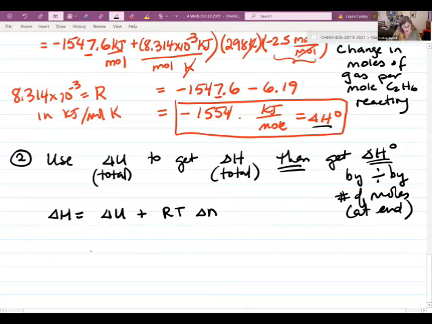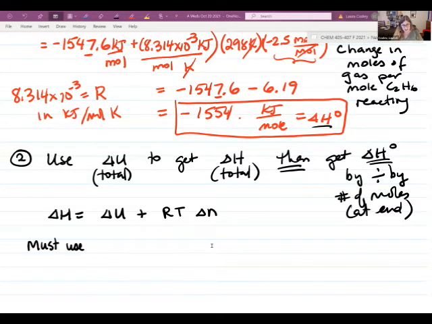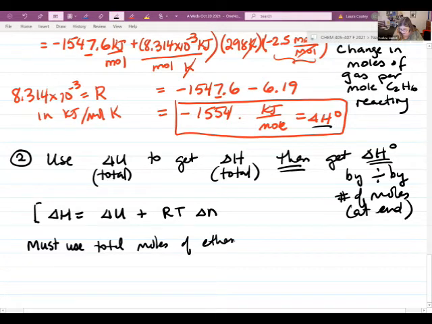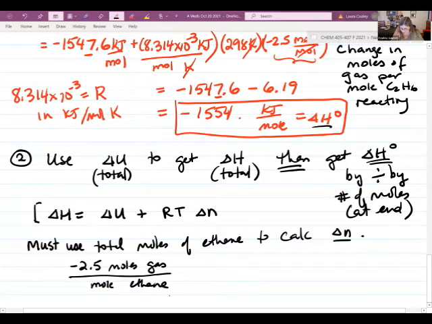But since this is for the totals, the total delta H, the total delta U, we must use the total moles of ethane and multiply that. Hi, so I lost a little bit of time there. I'm not sure quite what I said, but we're going to use this equation here. But now we have to use the total moles of ethane to calculate a delta N. We can't just look at the stoichiometric coefficient. So we know that there's minus 2.5 moles of gas per mole of ethane that's reacted. And now we have to multiply that by the moles of ethane.